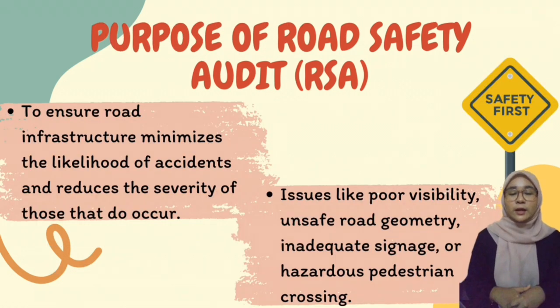Purpose of Road Safety Audit. The primary purpose of an RSA is to ensure road infrastructure minimizes the likelihood of accidents and reduces the severity of those that do occur. By identifying issues like poor visibility, unsafe road geometry, inadequate signage, or hazardous pedestrian crossings, RSA helps in designing safer and more efficient road networks.